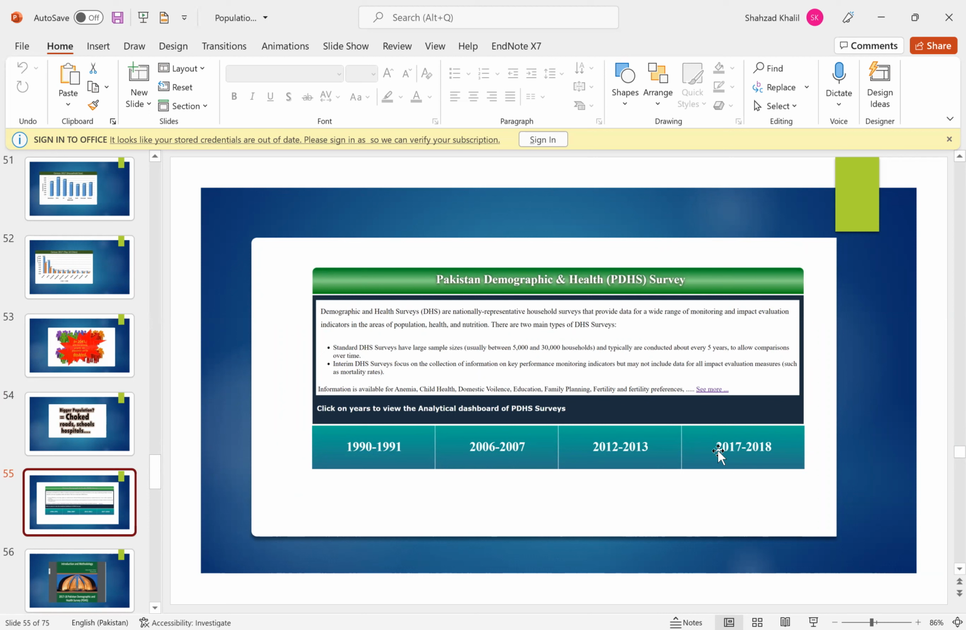There are two main types of DHS survey. One is the standard DHS survey, which has a large sample size, usually between 5,000 and 30,000 households, and is typically conducted about every 5 years to allow comparisons over time. The other is the interim DHS survey, which focuses on key performance monitoring indicators but may not include data for all impact evaluation measures, such as mortality rates. Reports are available on the dashboard. Whatever you want to see, you can just click it and you will find it.